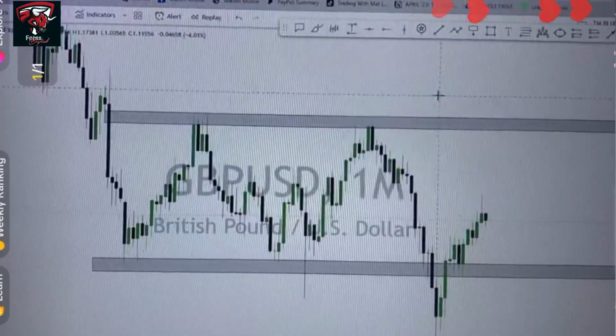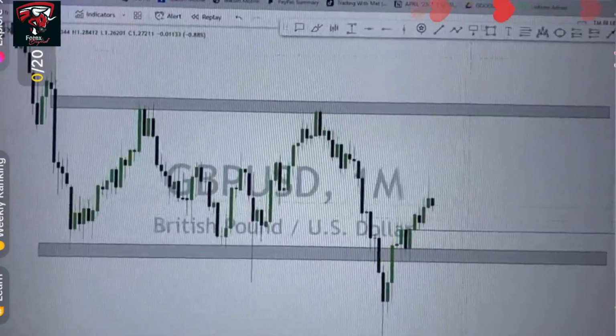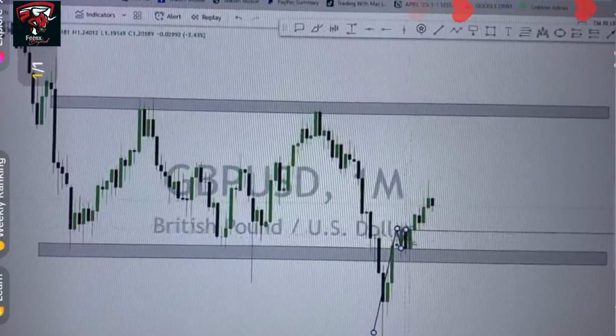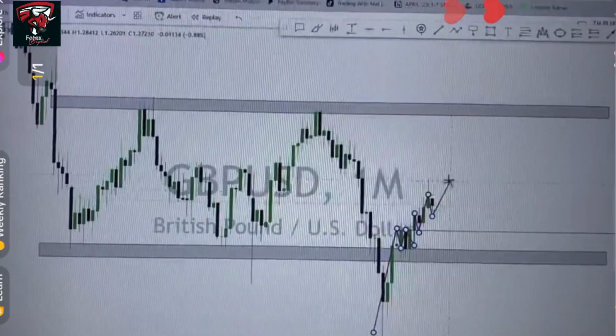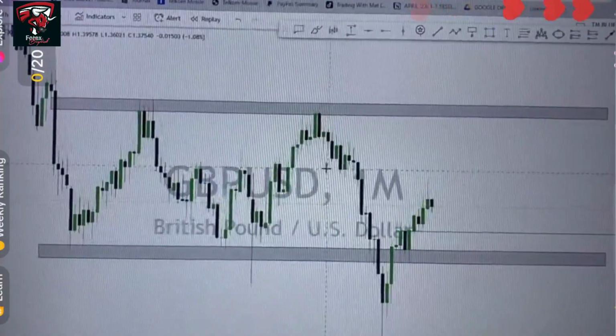Okay, so we got a resistance, we have a support. All right, the market came up here. You guys can see what the market was doing here. The market came up, created a range, broke out, retested, broke out again, kind of retested. So what's going on with the market right now? Okay, what's the next area of resistance and support?